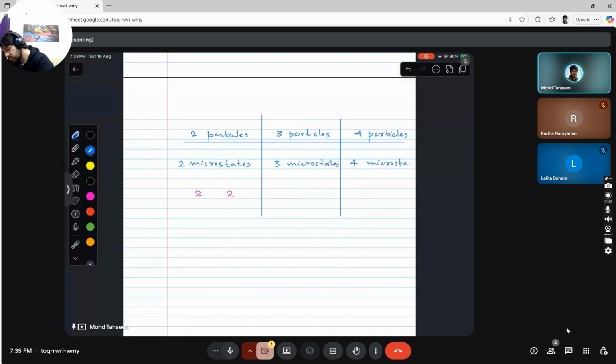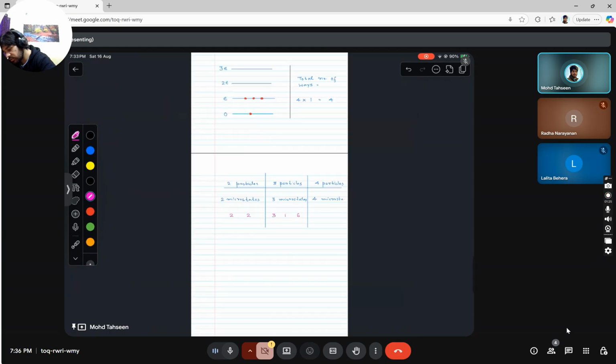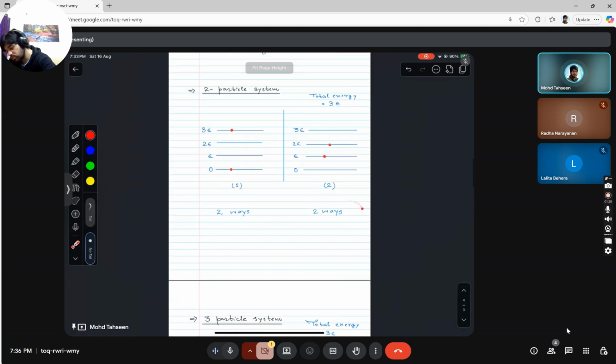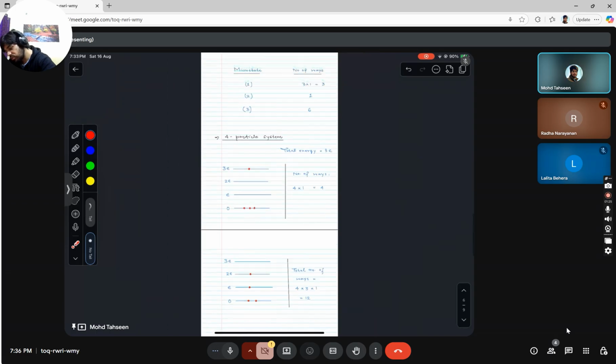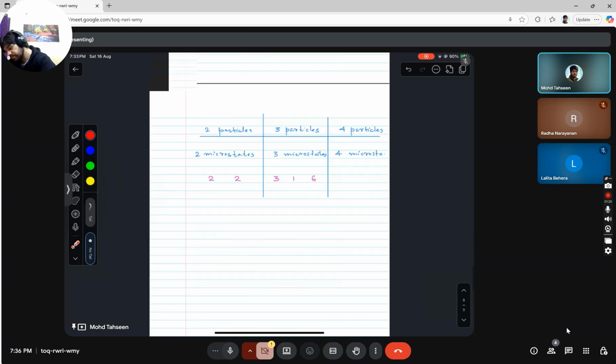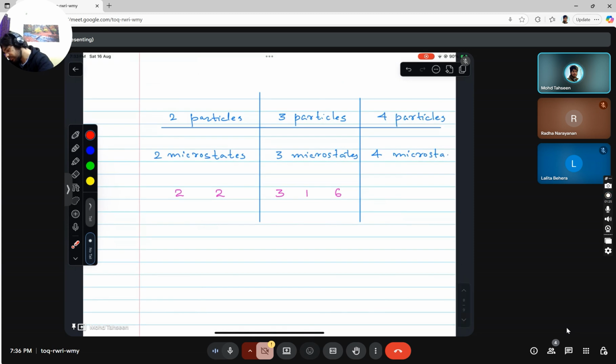And for this 3 particle system, the number of ways for the microstates were 3, 1 and 6. We can go back and check. This is what we obtained, 3, 1 and 6 as the number of ways. And for this case we had 2 and 2. And now for the 4 particle system we have 4, 12 and 4 as the number of microstates. So this is 4, 12 and 4.